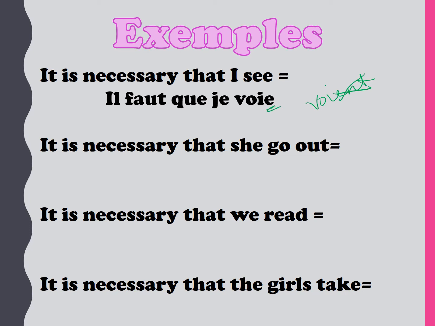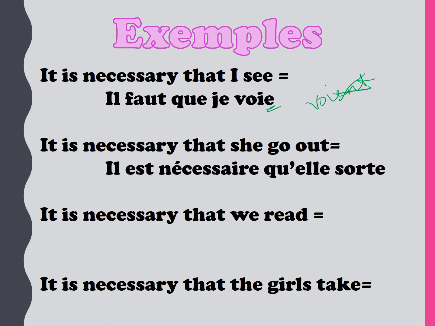It is necessary that she go out. Il est nécessaire qu'elle sorte. So il est nécessaire, that's the other way to say it is necessary. I could say il faut que. It does not matter which one I use. They are completely interchangeable. To go out is sortir. The ils plural form is sortent. And when I take the ENT off and add the E ending, il est nécessaire qu'elle sorte.